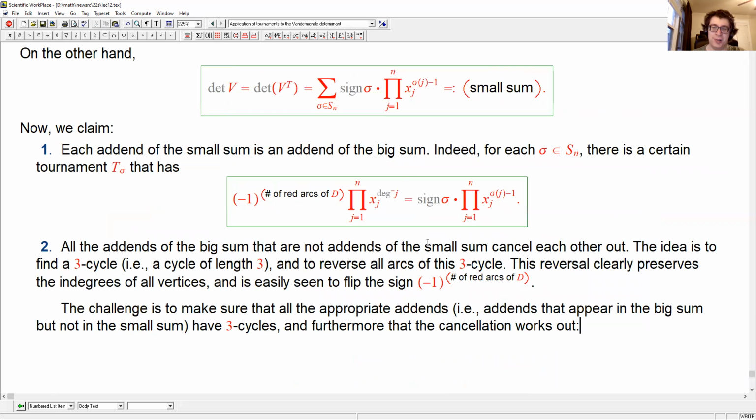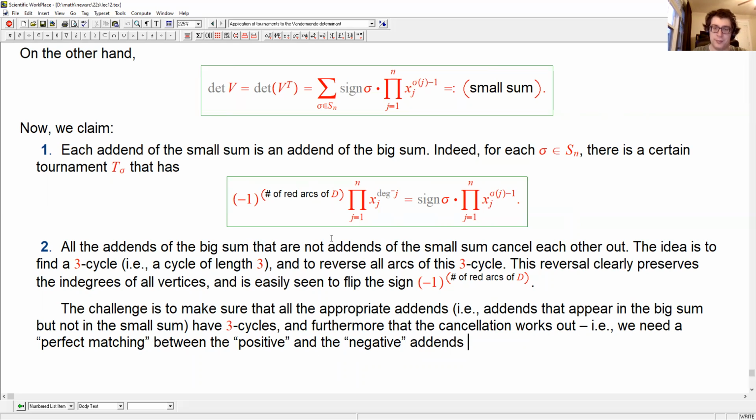That basically you need to pair them up. The ones with a positive sign and the ones with a negative sign, you need to pair them up so that each one cancels its partner. They're not supposed to share partners between each other. So we need perfect matching. This is a word that I will properly use in a few lectures, but not yet. But you understand what I mean. Between the positive and the negative addends to make the cancellation work.